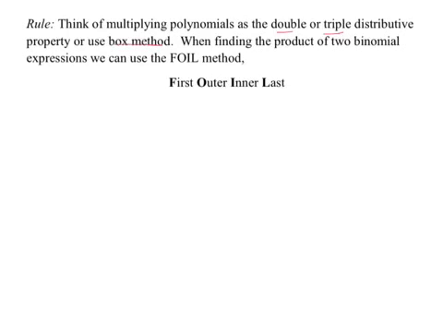Now, when we're finding the product of two binomial expressions, we can simply use what's called the FOIL method, but we're going to prove later and see that the FOIL method is really the same thing as double distributive. FOIL method stands for first, outer, inner, last.